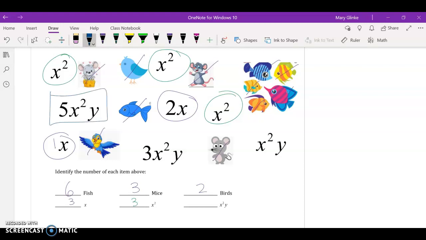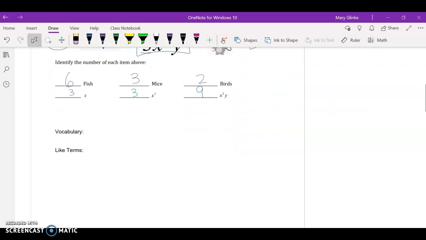And then the x squared y. So we have 5 here, then 3, and then 1 more, which makes 9 x squared y's in total. So what we have done right now is we have identified all of the like terms and we have combined them. So like terms are going to be terms that have the same degree and the same variables.